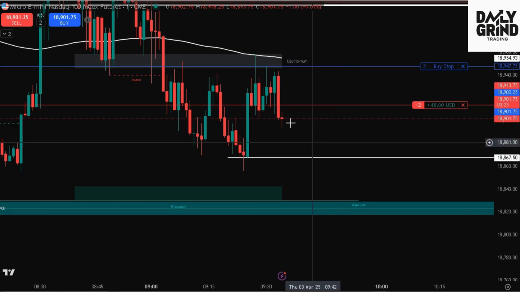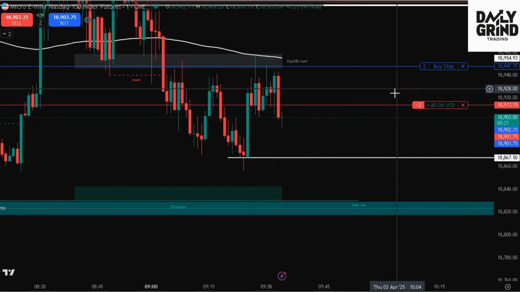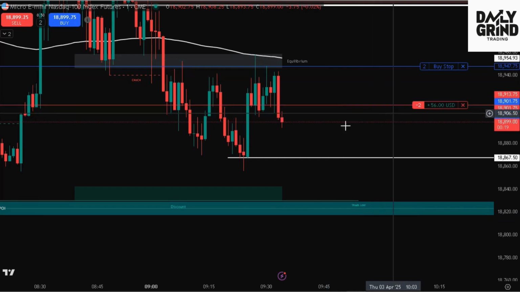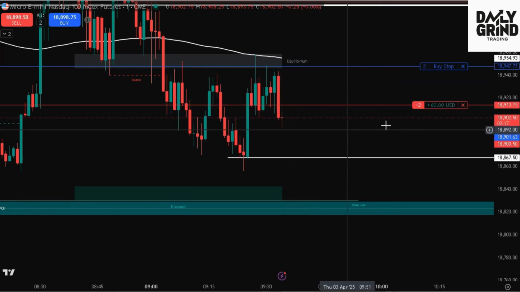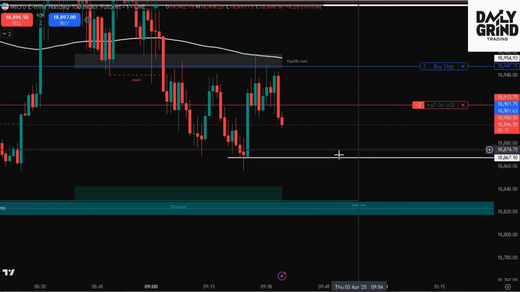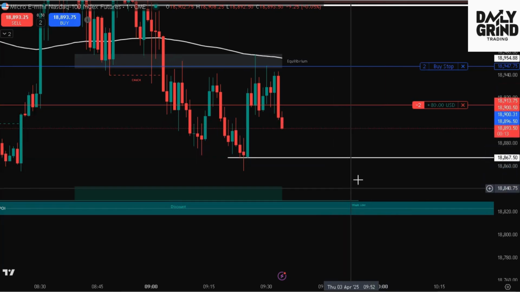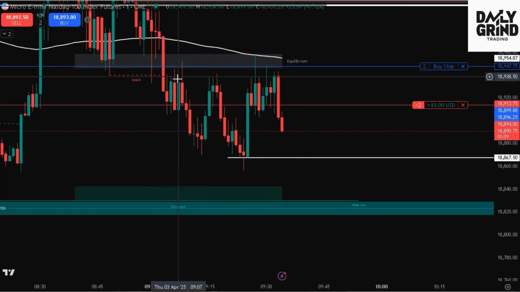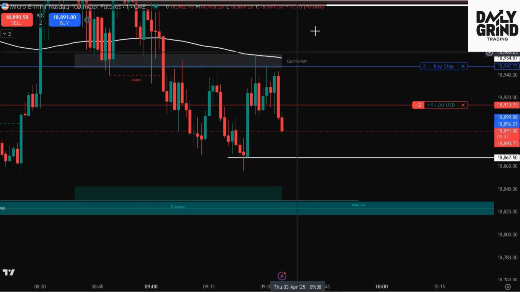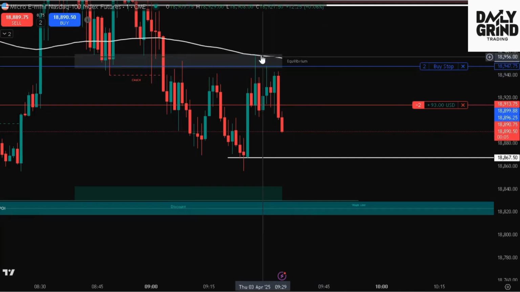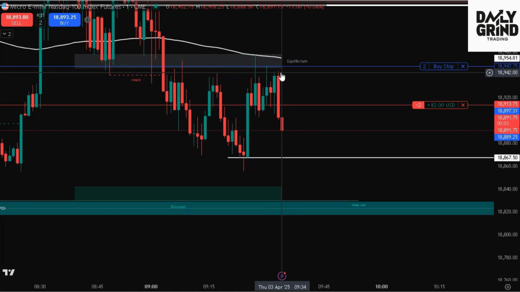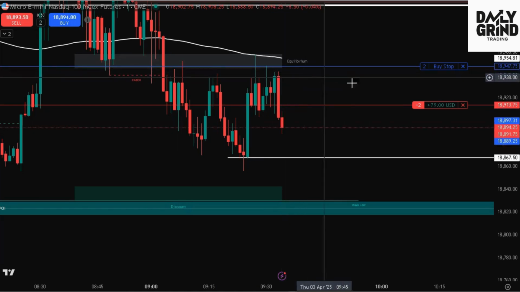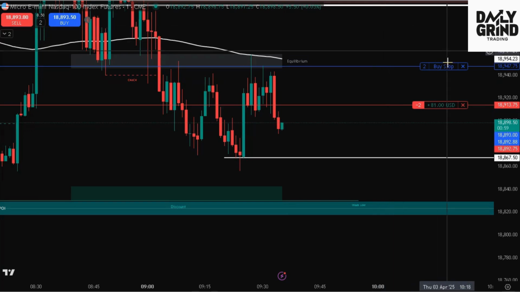Once again, I'm keeping my eye on the 200 EMA. If price is below the 200 EMA, I'm looking for sells. If price is above, I'm looking for buy opportunities. We had a rejection of this zone here, where we rejected 1, 2, 3 times and failed to go higher. We left with a wick, and then sellers came into the market to take over and drive price lower.